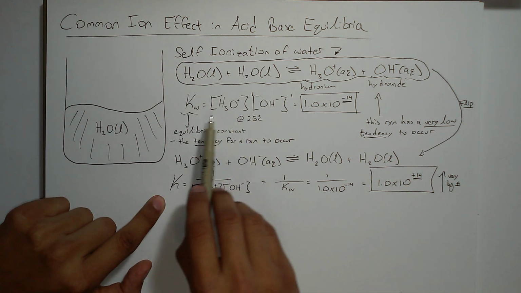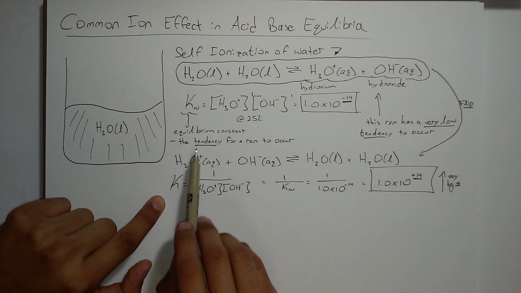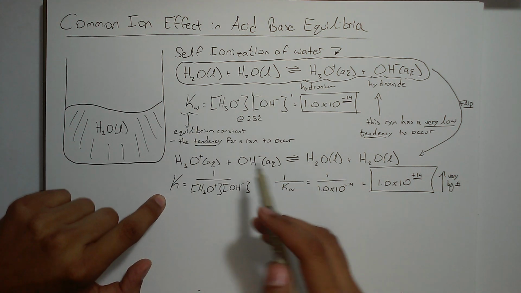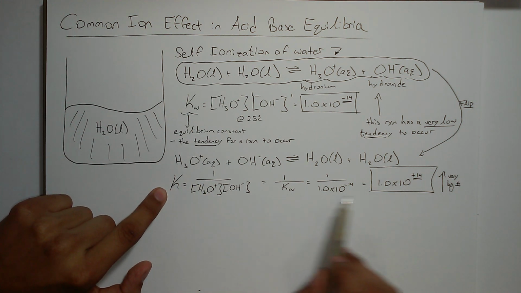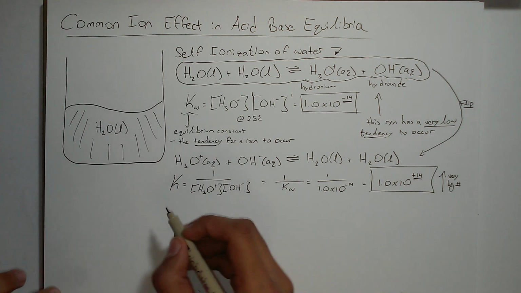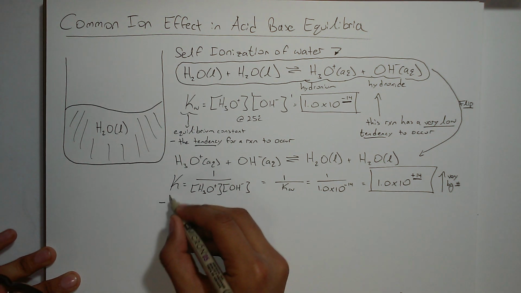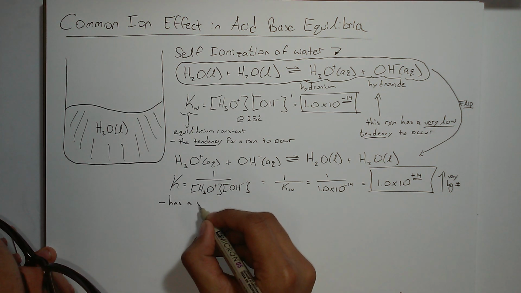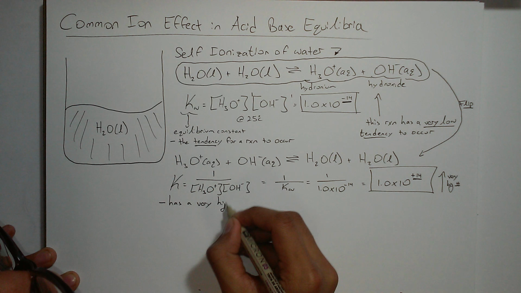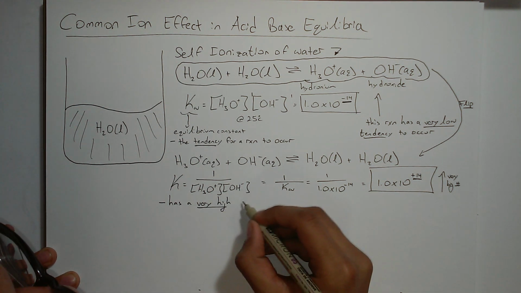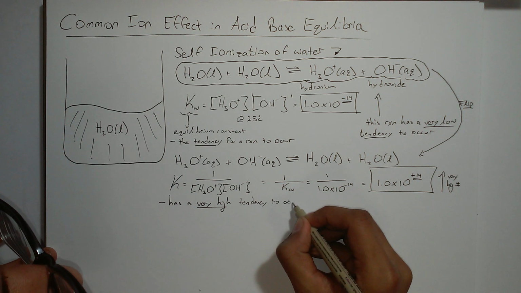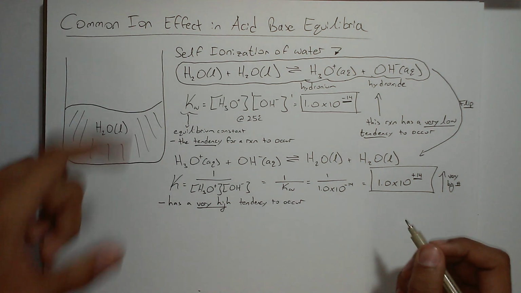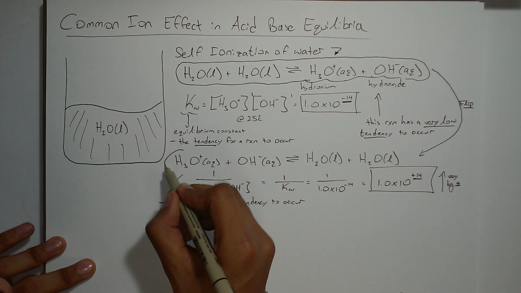I told you guys before, think of equilibrium constants as tendencies for reactions to occur. So if we look at this reaction, and this reaction has an equilibrium constant that is a very big number, that means that this reaction has a very high tendency to occur. So just notice this. Now I have these two reactions right here.